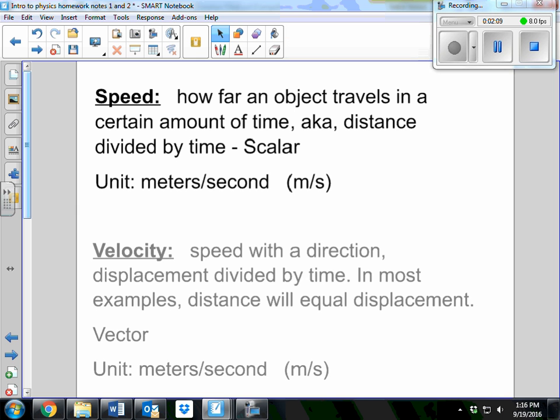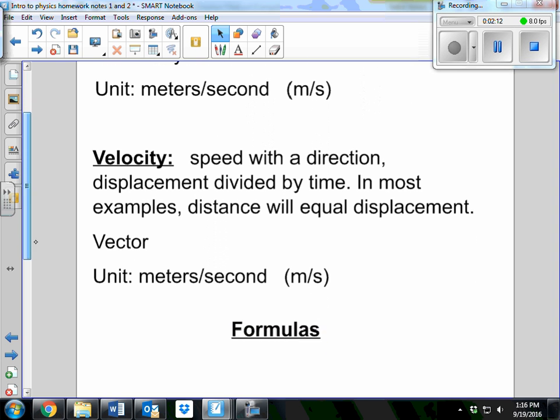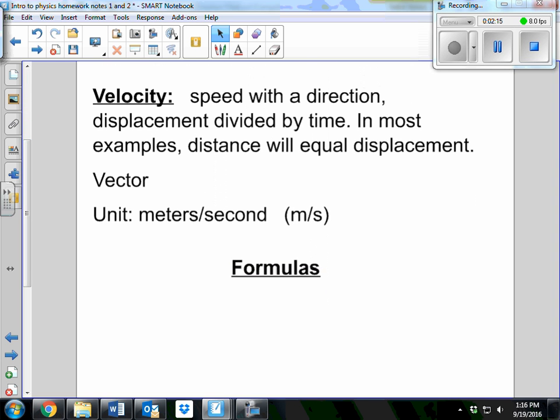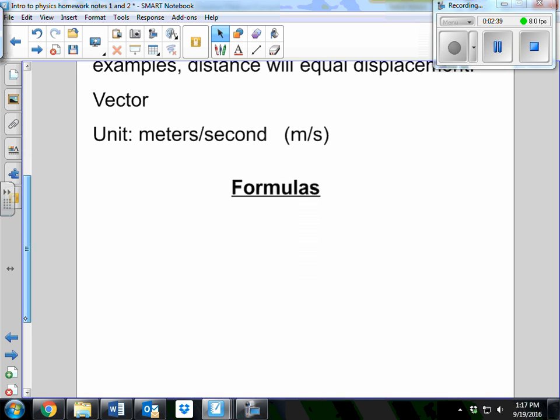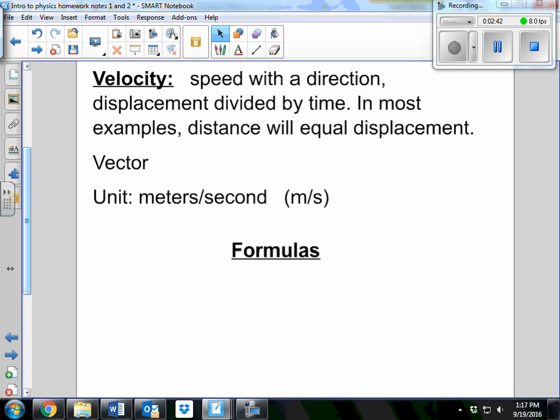Then we have velocity, and velocity is speed simply with the direction. Same definition, but this time it has a direction. Technically, the formula for velocity is displacement divided by time. But as I stated here, in most examples, distance will equal displacement. In very few examples, they do actually ask you to find the velocity, and they'll give you a displacement vector, and you actually have to use that displacement vector to determine your velocity, which will actually be different from your speed. And like we said, it is a vector because it has a direction. And the unit is just like the unit for speed, which is meters per second.